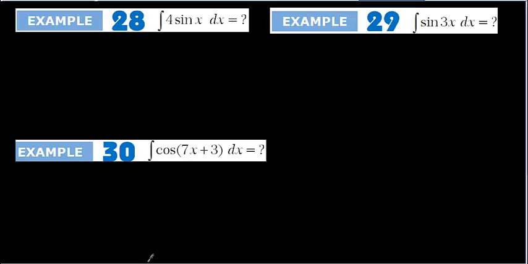Okay. Here are the questions. I said the coefficient of sine is not going to affect, so integral 4 times sine x dx must be 4 times the integral of sine x dx.